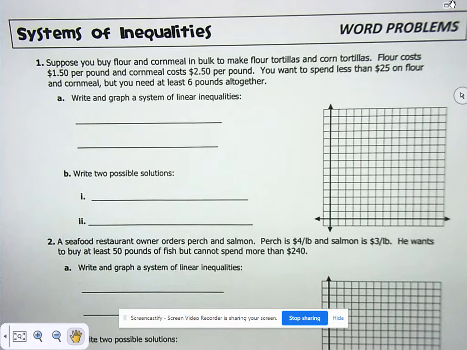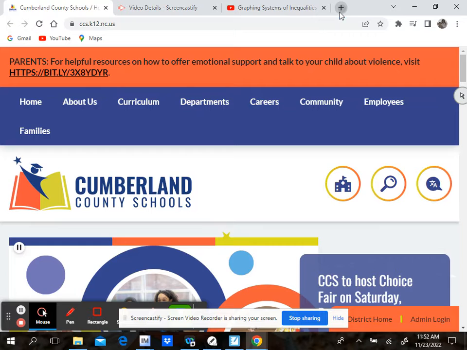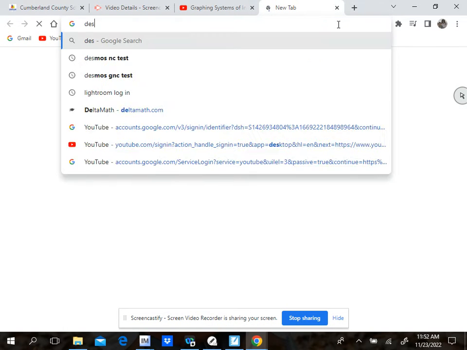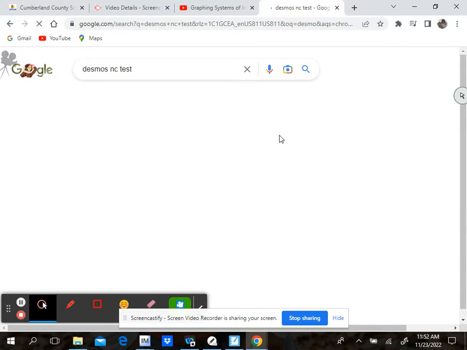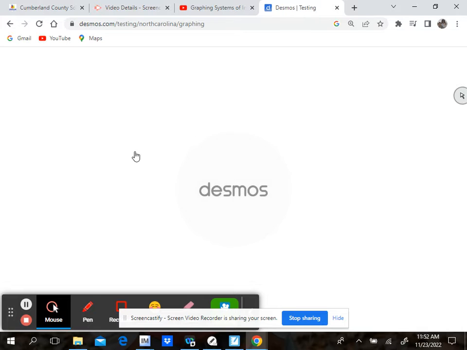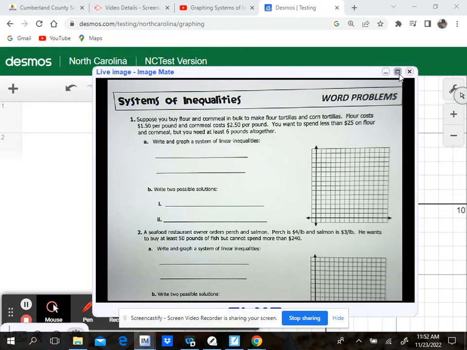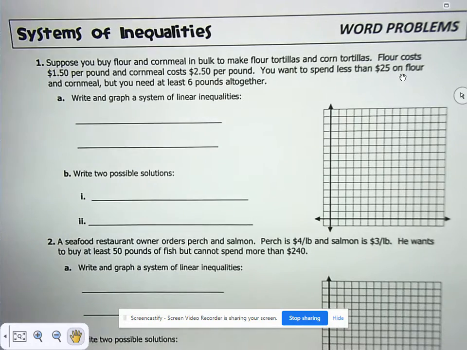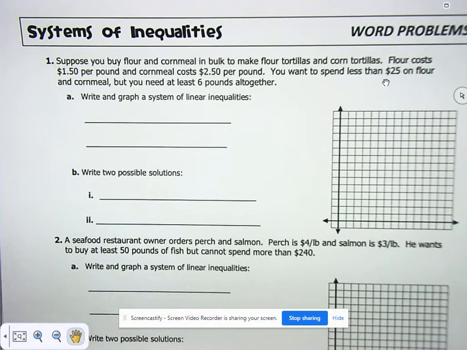So let me stop real quick and pull up Desmos so that when I get there, you can see that. All right, remember that you do always want to use the NC Test Desmos. Okay, so we'll get there, like I said, here shortly. All right, so here we go. Reading the first problem, we're going to read through it and just see what we're talking about to begin with. Remember, we do need to identify our variables and so forth. So we'll talk about that.